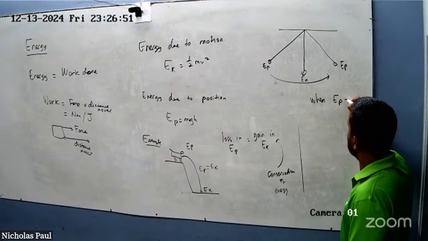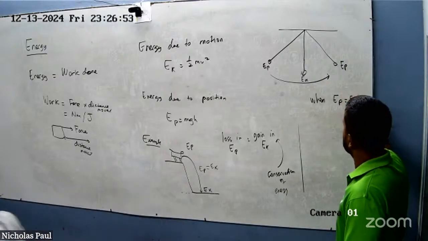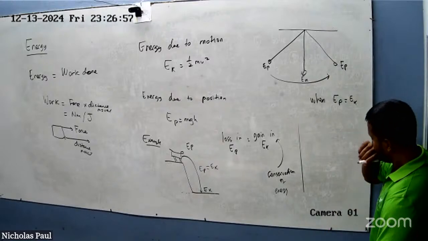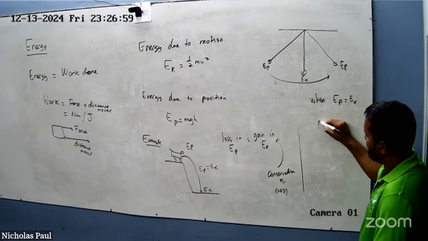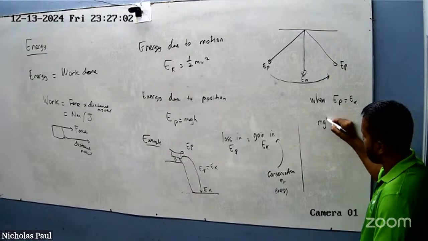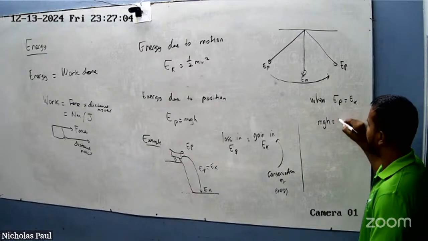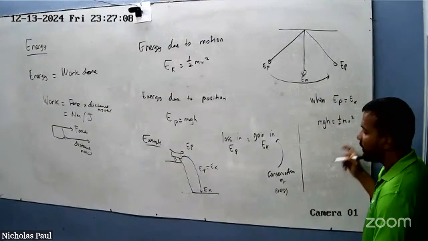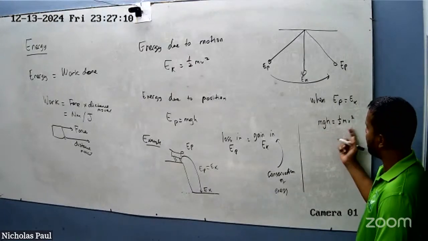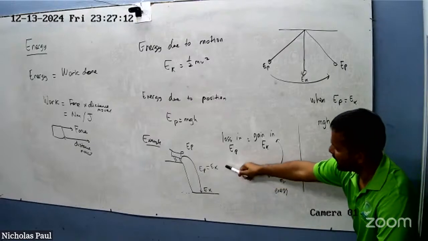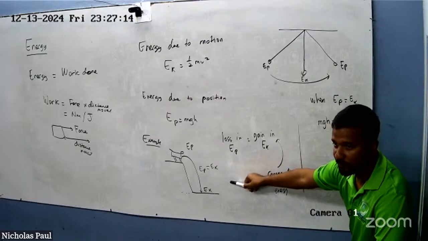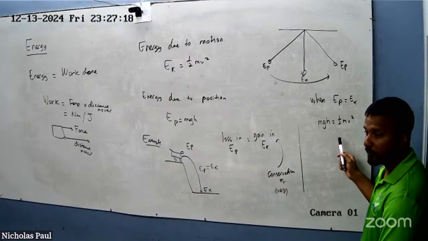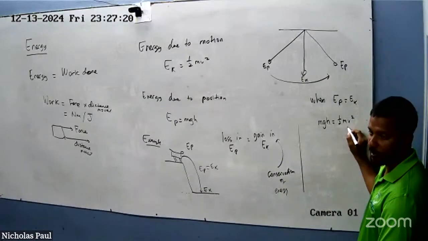When potential equals kinetic, what do you see? Potential energy is mass times gravity times height. Kinetic energy is a half m v squared. From this relationship, I can determine the speed that this pig will be falling at, by making v the subject of the formula.